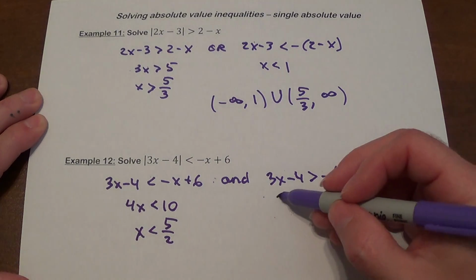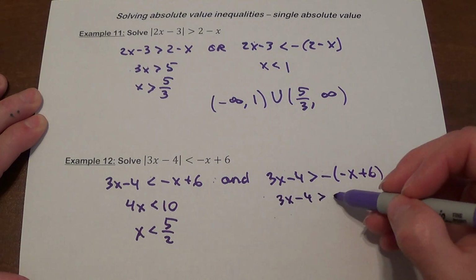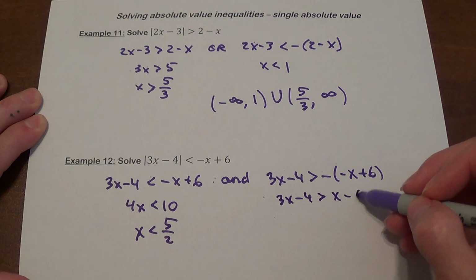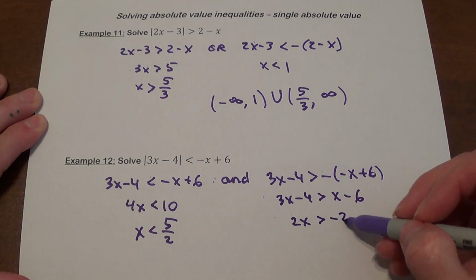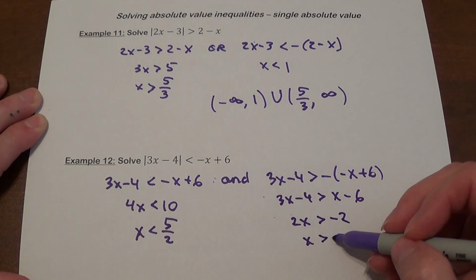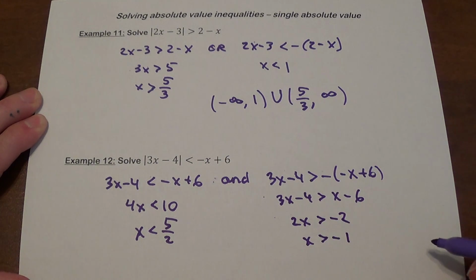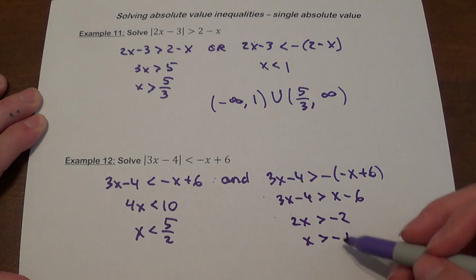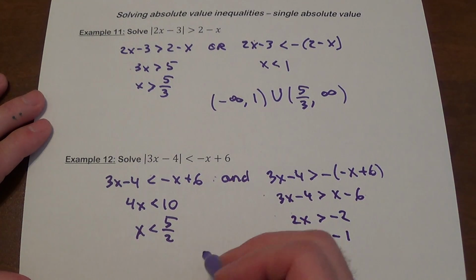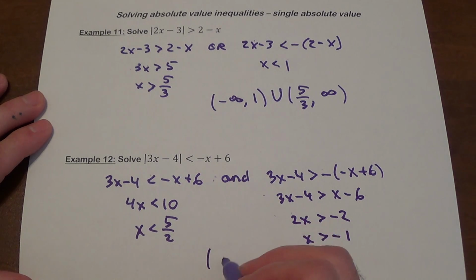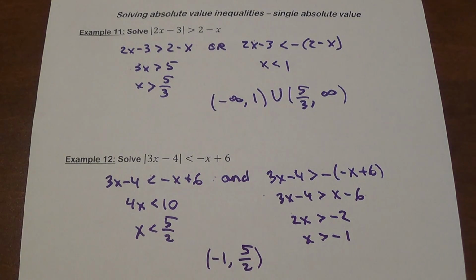This inequality here will be 3x minus 4 is greater than x minus 6, which is going to be 2x is greater than negative 2, which is going to be x is greater than negative 1. So you want x to be greater than negative 1, yet less than 5/2. And the solution here is going to be from negative 1 to 5/2. And that's it. And I hope this helps.